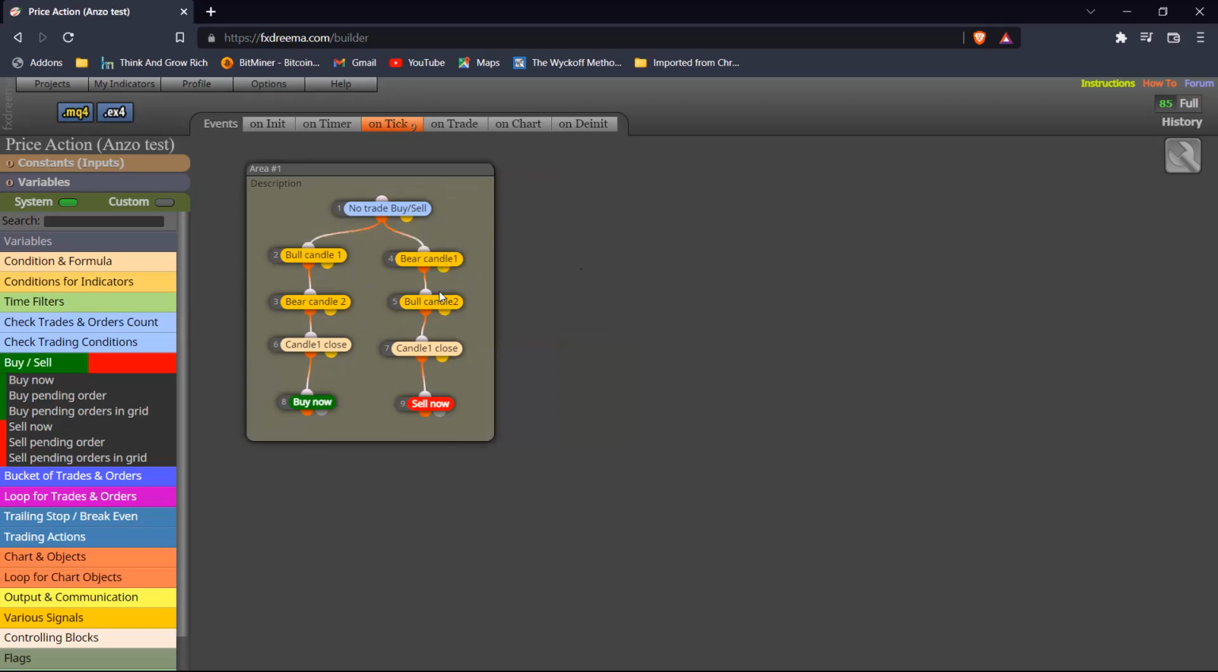For sell, it will check, is the current candle a bear candle? If the answer is yes, it will go down. Check, is the previous candle a bull candle? If the answer is yes, it will go down. It will check, is the close price of the current candle lower than the open price of the previous candle? If the answer is yes, it will then sell, using the parameters we set.